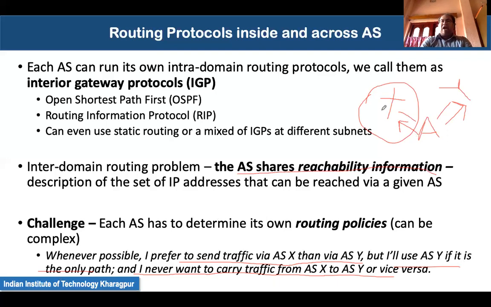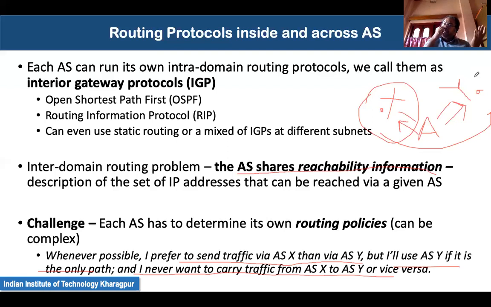So if the traffic originates at X but is destined to Y, I will not forward the traffic via myself. X will find another path to send the data to Y. Similarly, if the traffic originates at Y, I will not take the load to send it to X. Y will find another path to send it to X. This is the kind of complexity in routing policies that happens in the network because of the inherent contract between individual service providers.